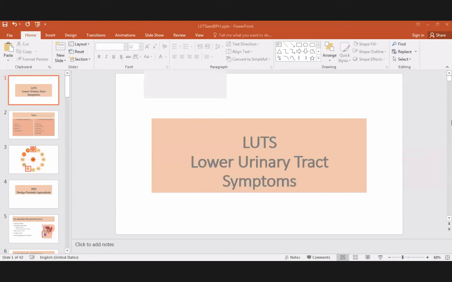There is no one from yesterday's session? No one in the class? Urge and voiding. Who is this? Adil. Sorry? Adil Shamri. Adil, do you remember what are the two main types of symptoms? Storage. Yes. What are the storage symptoms?